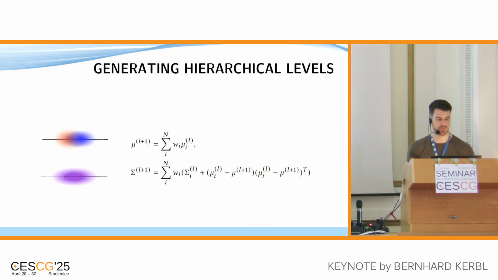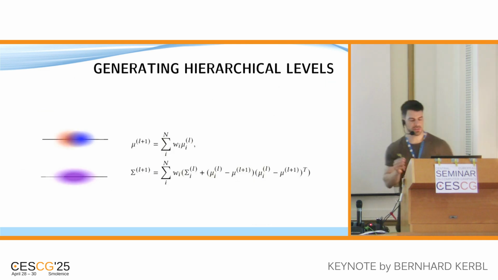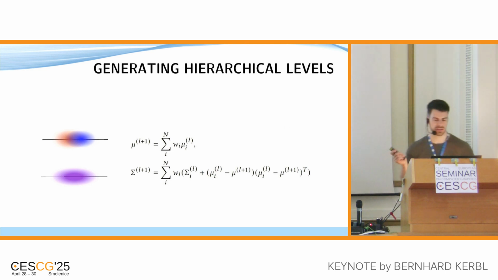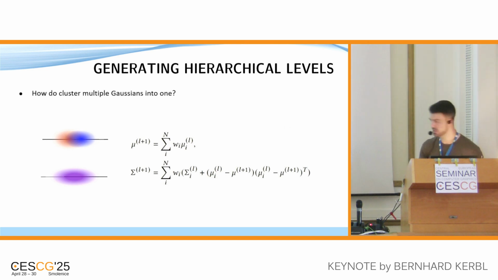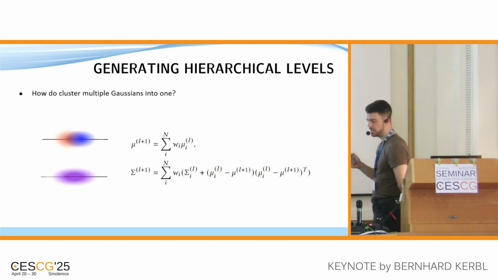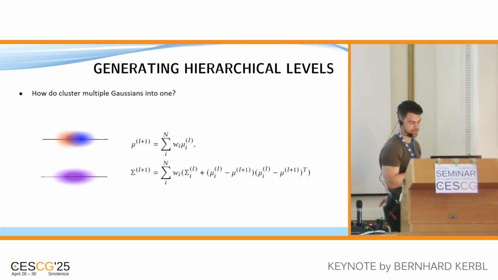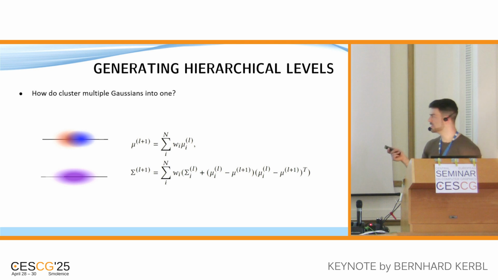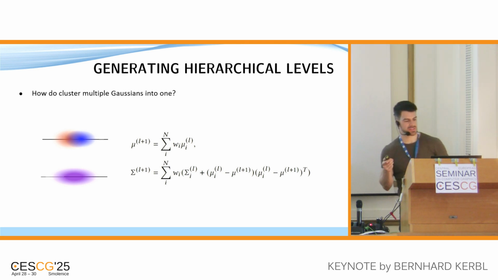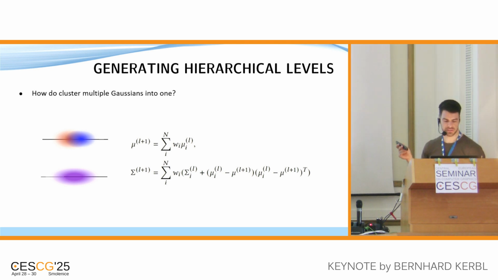So, for completion, I have provided the formulas here for clustering multiple Gaussians into one. Those are actually derived from previous work, which was in part authored by Wenzel Jakob, if I remember correctly. So this is known stuff. Taking Gaussians and combining them is fairly straightforward.